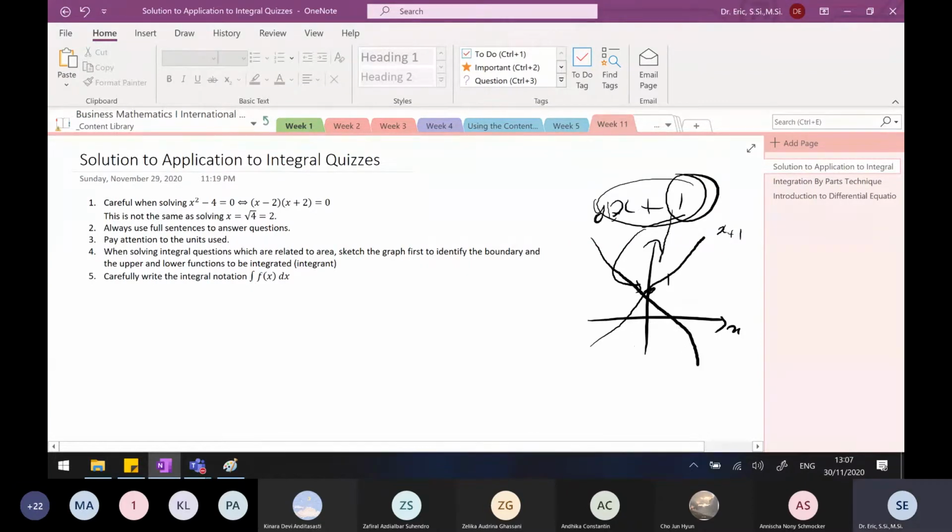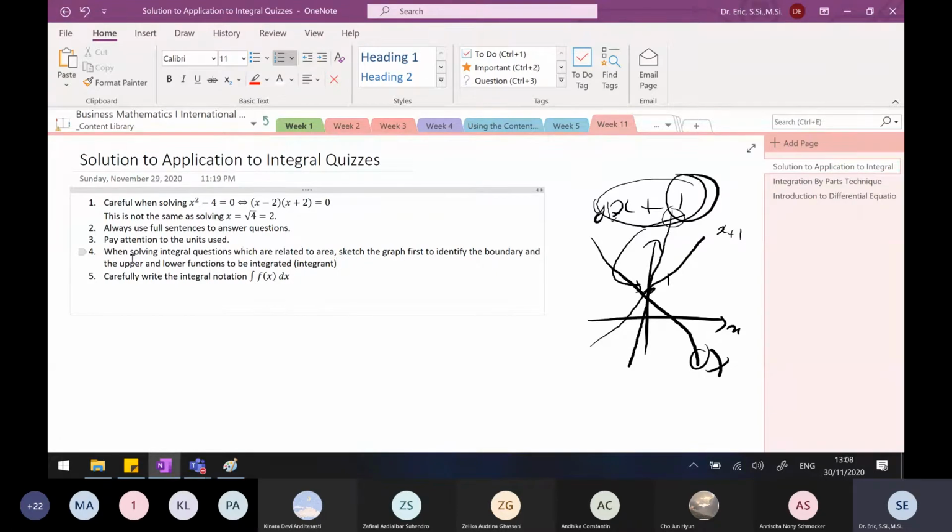Or maybe this one. It's too rough. This is wrong because the slope is negative. Be very, very careful. If you draw it roughly but rightly, you can identify the boundary, which one is the upper and lower function to be integrated. So if you are given an area between two curves question, you have to identify which one is the upper and which one is the lower.